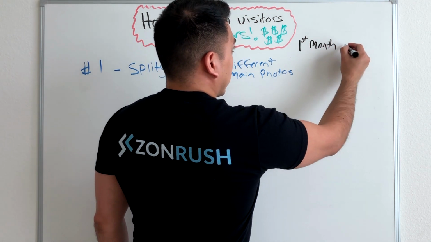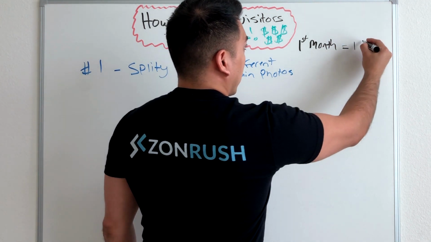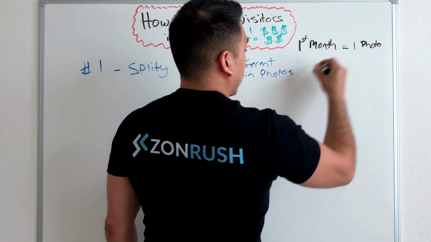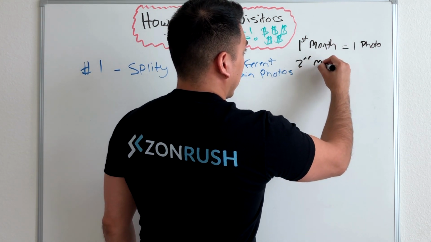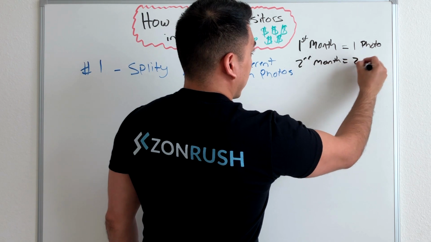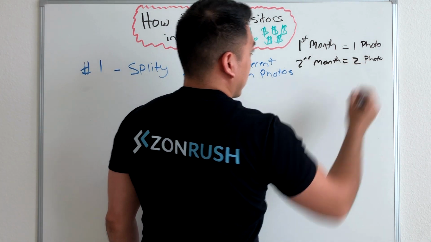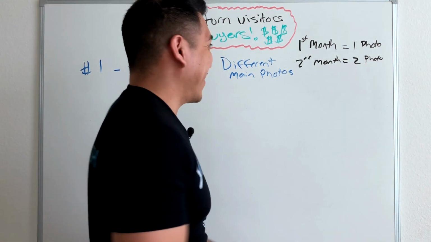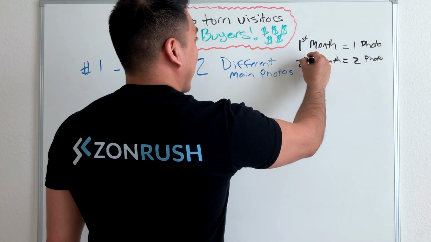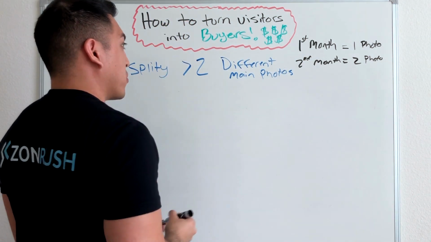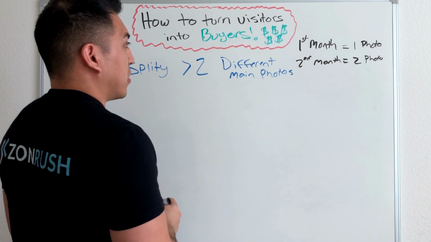You'll use your first photo, obviously. And second month, second photo. Rocket science, I know. But essentially what you're going to do is you're going to measure your conversion rates. So this is where this gets really important, okay?